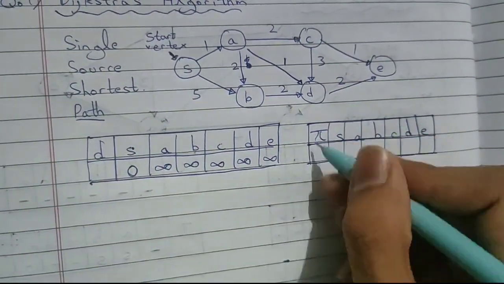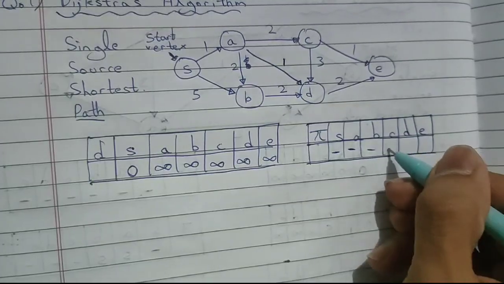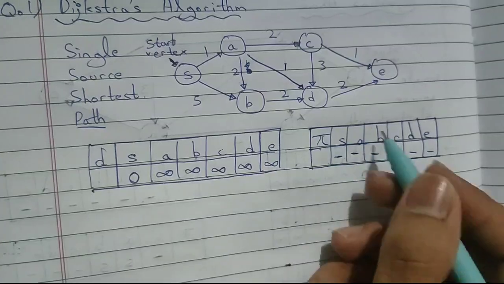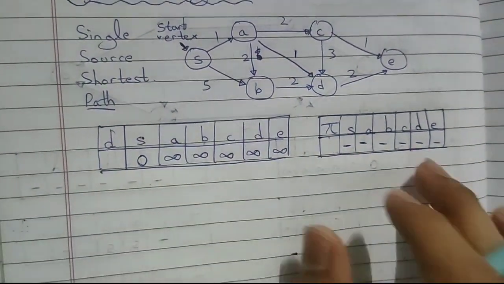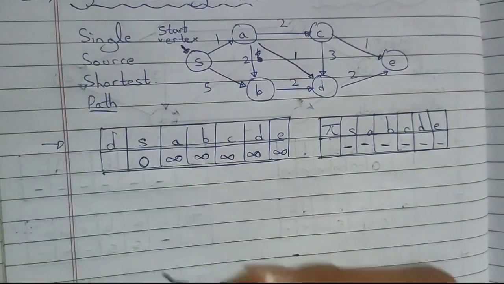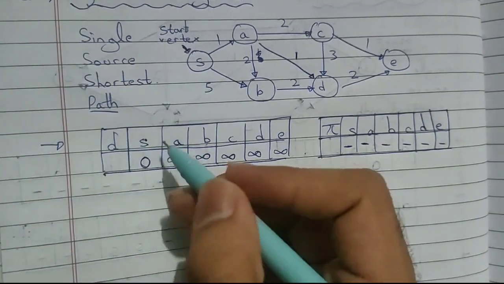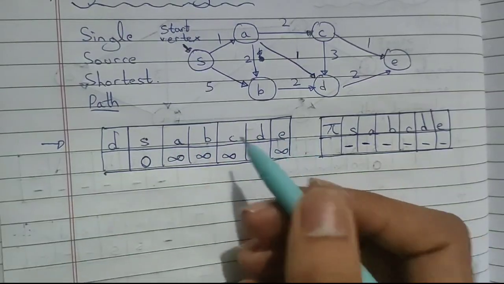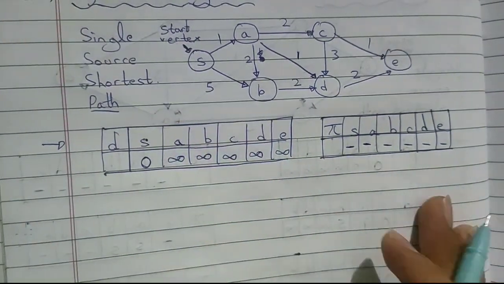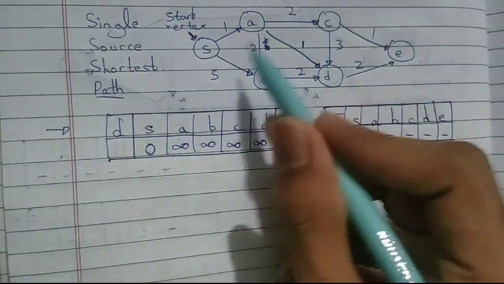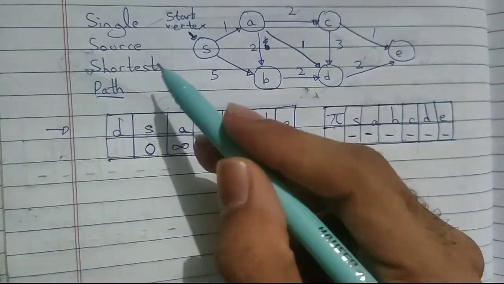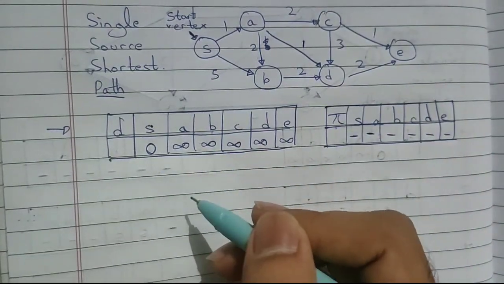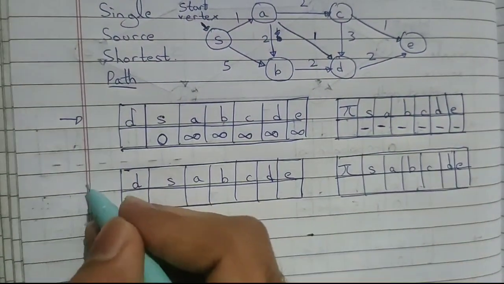And for the rest of these, this is your pi table. This will keep track of the previous node. In the next step you'll see exactly how it keeps track of the previous node. For now just know that you need to make two tables after each step. Let's see how many vertices there are: 1, 2, 3, 4, 5, 6. Since there are 6 vertices, we'll have to draw these tables 6 times in total. Then finally we'll get a resultant single source shortest path graph. Now let me draw the table again and be right back.